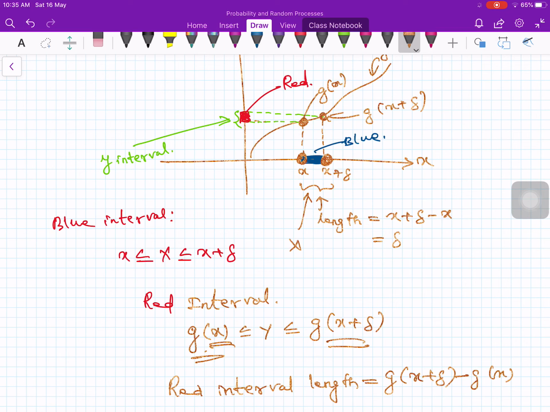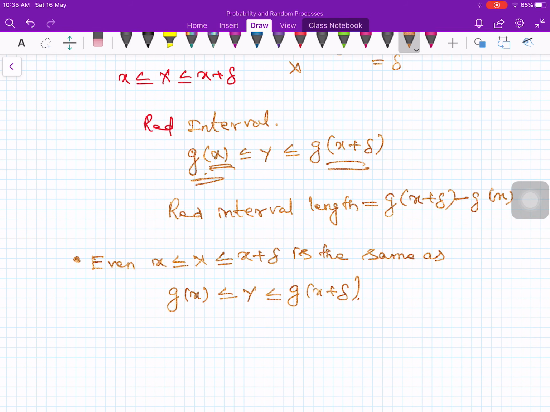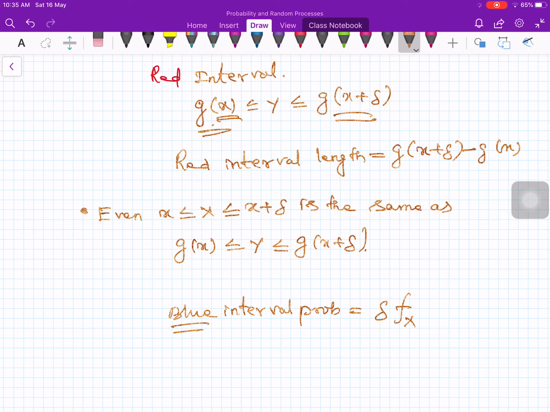What do we mean by density? Density is nothing but the probability over the little interval. So what is the probability of this blue little interval? It is the density of the random variable x at that point, x to x plus delta, times the length of the interval. Therefore the blue interval probability, I am using blue because I shaded with the blue color, is going to be the length of the interval, which is delta, and the probability density function is fx of x.